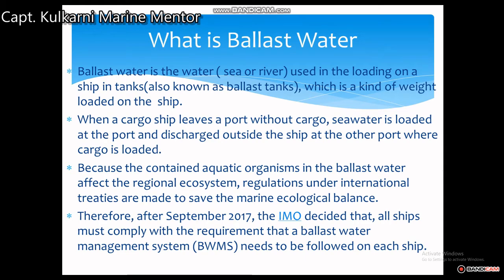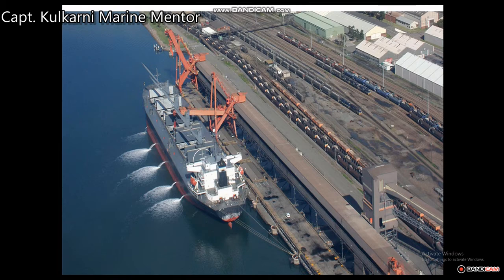You can see in the photo, the ballast water is being discharged from the ballast water tanks and the cargo is getting loaded. Let's have a look at the next slide.